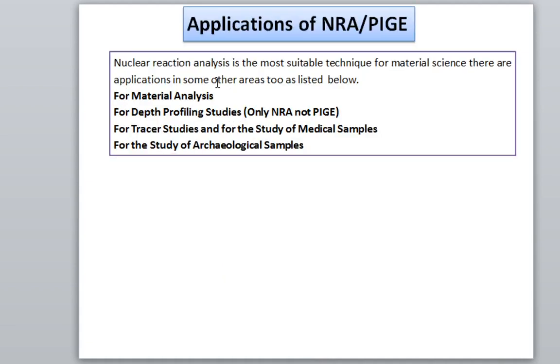Now the applications of NRA or PIGE. As I said, this can normally be used in material analysis. Not only in material analysis, it can be used for depth profiling, which NRA does, not PIGE. Not only in material science, it can be used in medical science to study trace elements, and it can be used on archaeological samples.